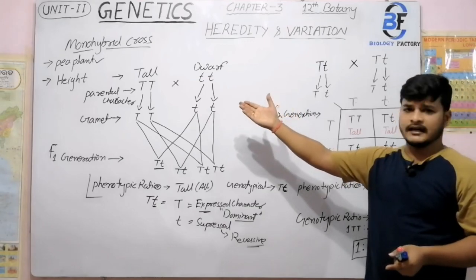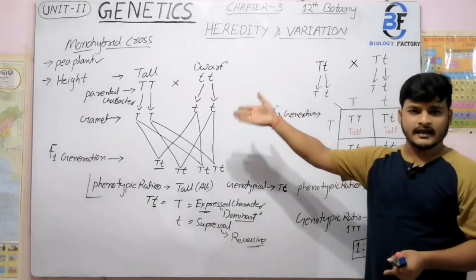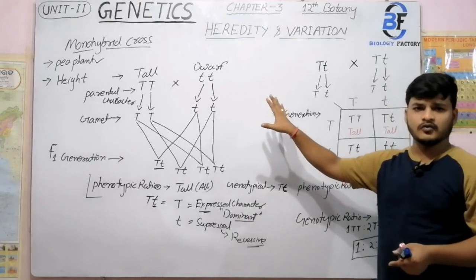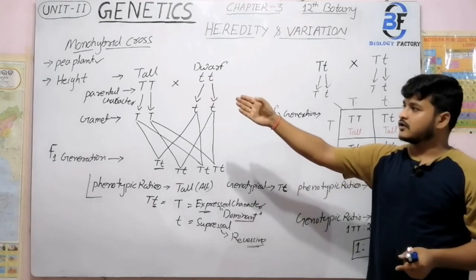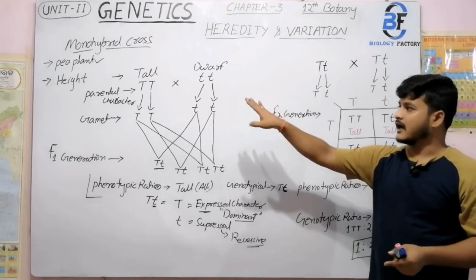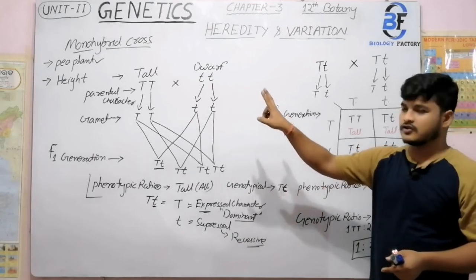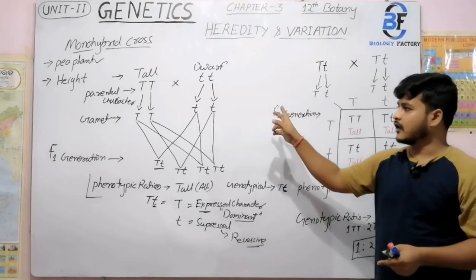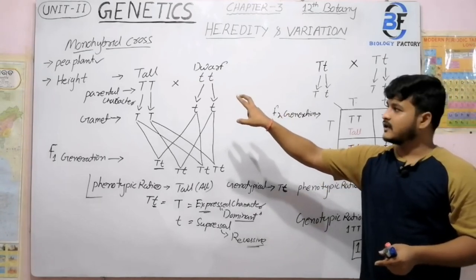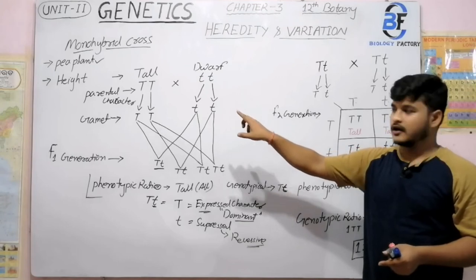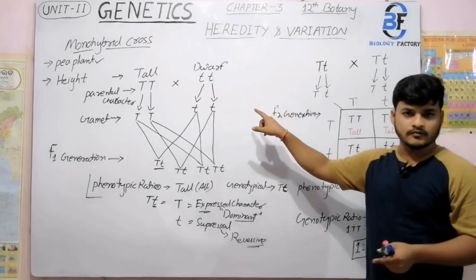You may take it as T, you may take it as A, whatever it may be, you just replace the names over here. So I just took one character, which is height, with 2 possibilities. One is tall, another one is dwarf. And in the parental characters, I took the capital T as tallness and the small t as dwarfness.